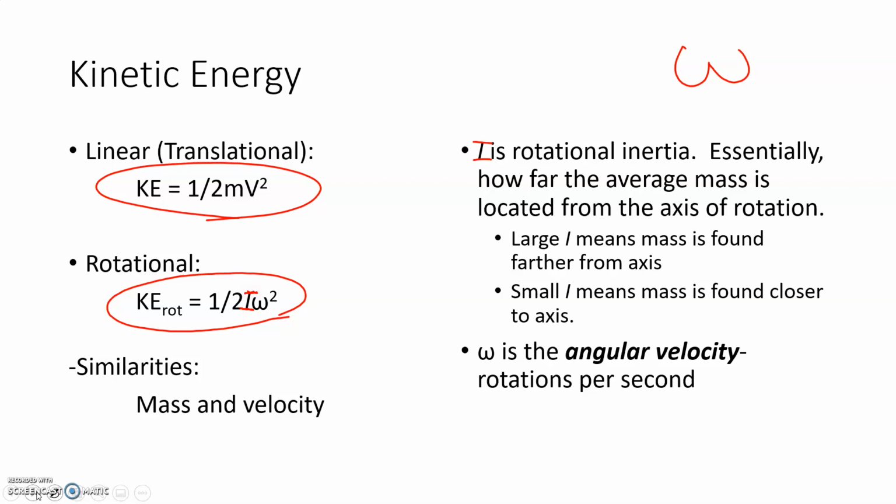So rotational inertia: a large I means the mass is found farther from the axis it's spinning on, and a small I means the mass is found closer. I'm going to do a little demonstration here. Bezik's going to do a little demonstration. Just know we've got linear kinetic energy and rotational or angular kinetic energy. Very much related, though, and both have a mass and a velocity term in there.